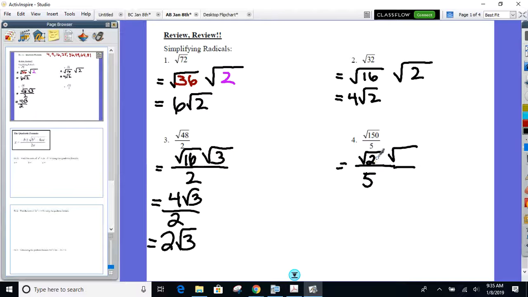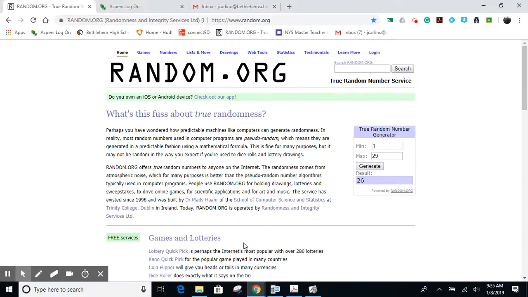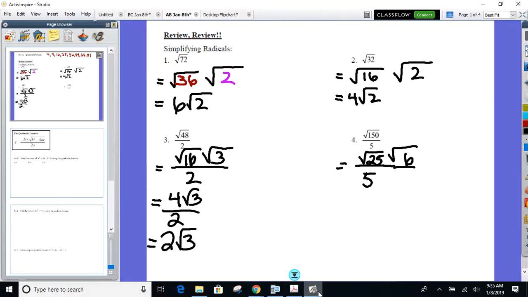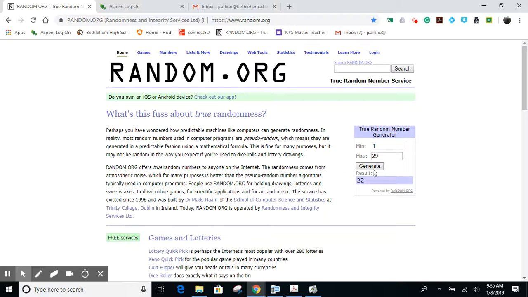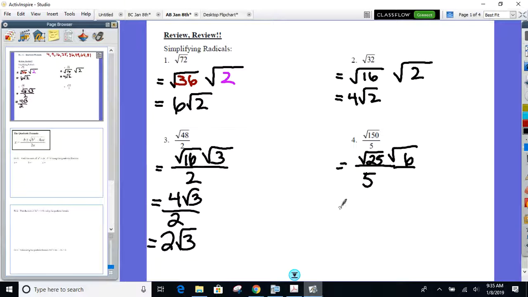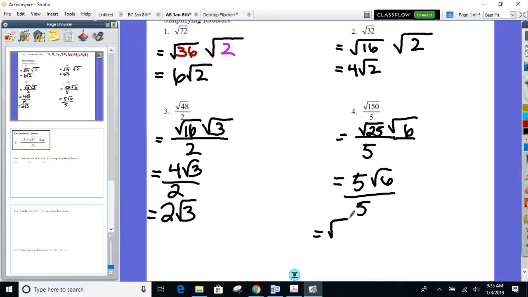Thanks, Jack. Good job. Can you finish breaking that down for me? Don't have one. Can you finish breaking that down for me? Nope. All right. Got to do the rearranging. Nice job. 5 radical 6 over 5. One more step, everyone. What can I reduce? The 5s are gone, and I'm left with radical 6. Final answer.